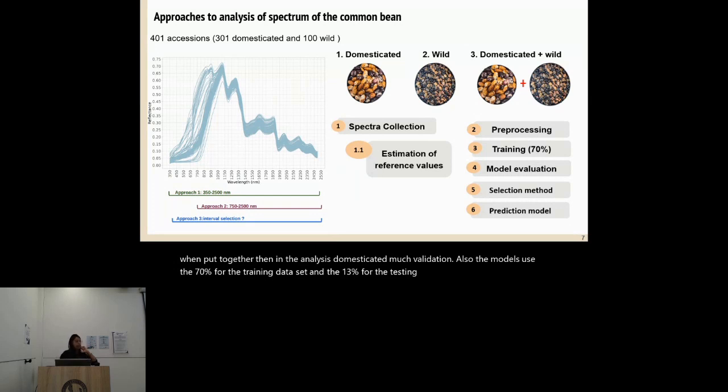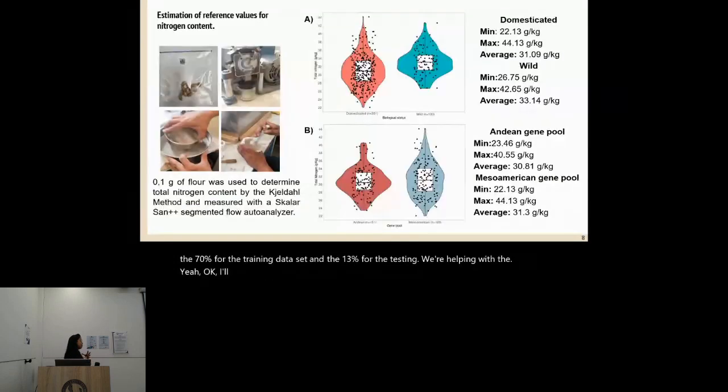Okay. At the moment, we need the reference values. Here is how we obtain the nitrogen content in the seeds. In the photo, you can see the process. We take the complete seed and use a grinder to generate a flour from the seed to estimate the nitrogen content through the Kjeldahl method.